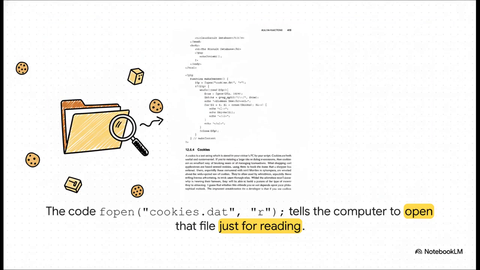And here's what that looks like in the real world. This little bit of code, fopen, is the command that makes it happen. You give it the file name, cookies.dat, and the mode, R. That's it. It's just a simple, clear instruction to the computer.